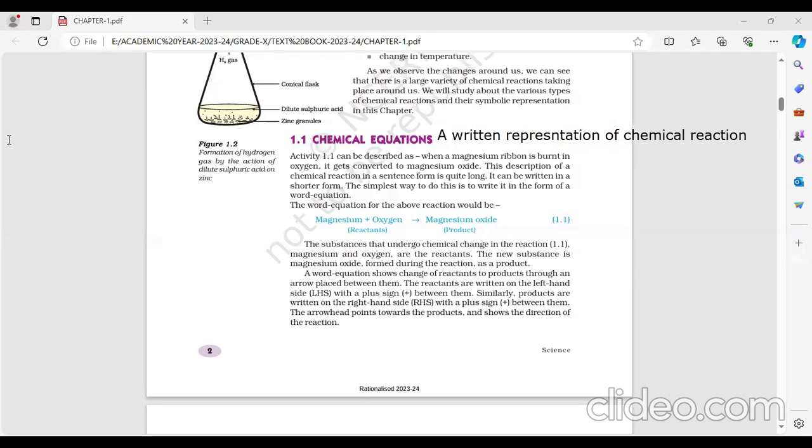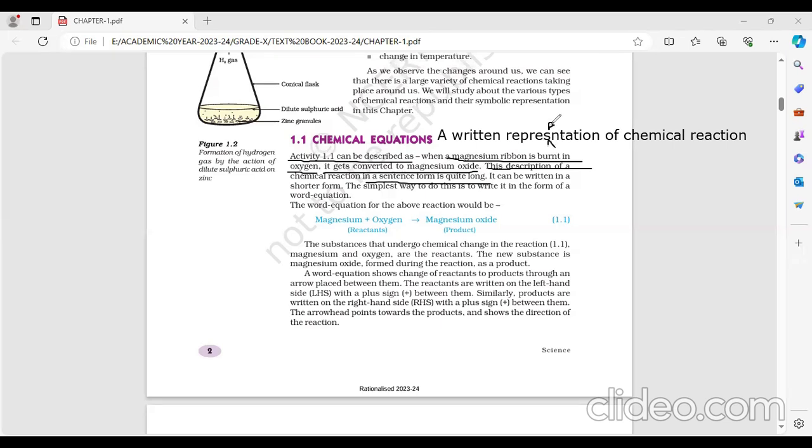Understood? Fine. Now let me read this paragraph. Activity 1.1 can be described as: when a magnesium ribbon is burnt in oxygen, it gets converted into magnesium oxide. Yes, we know that. We have studied also. This description of a chemical reaction in a sentence form is quite long. So suppose I need to describe it.